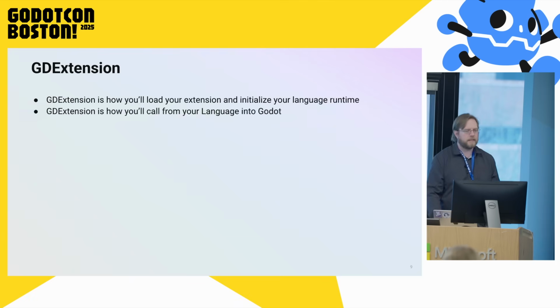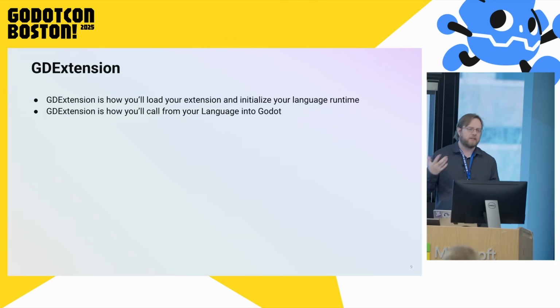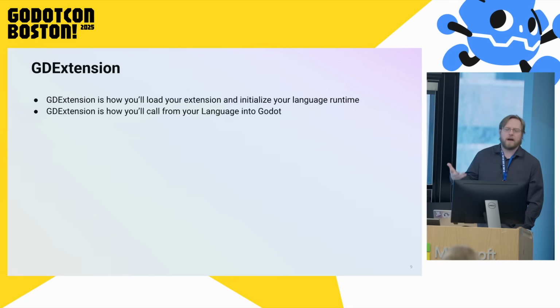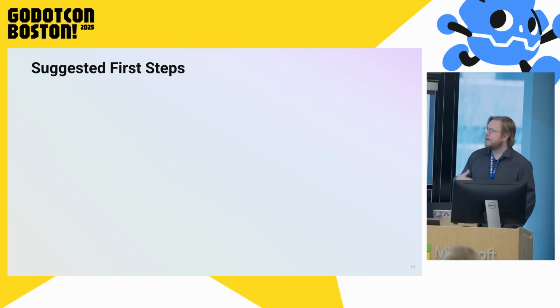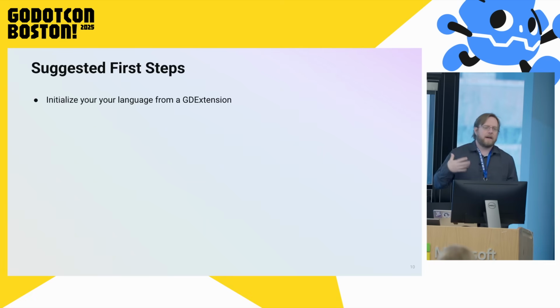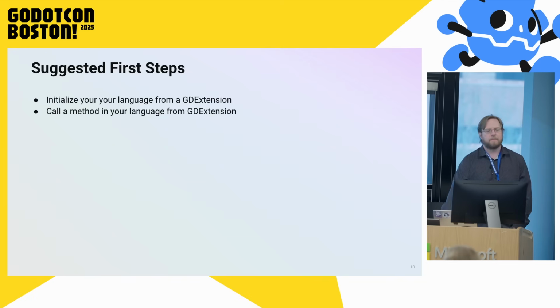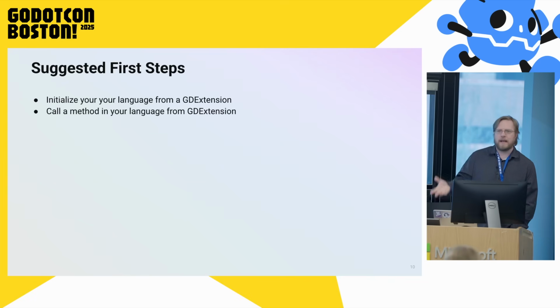So starting with GDExtension. GDExtension is going to be how you'll load your extension and initialize your language's runtime. It's also how you're going to call from your language back into Godot. And so I have a few suggested first steps when you're looking to work with a new language in Godot. First, figure out how to initialize your language from GDExtension. You'll get a call from GDExtension saying, please initialize. You need to initialize your language from there. Then, figure out how to call a method in your language from your GDExtension. This can be as simple as just calling a hello world method.